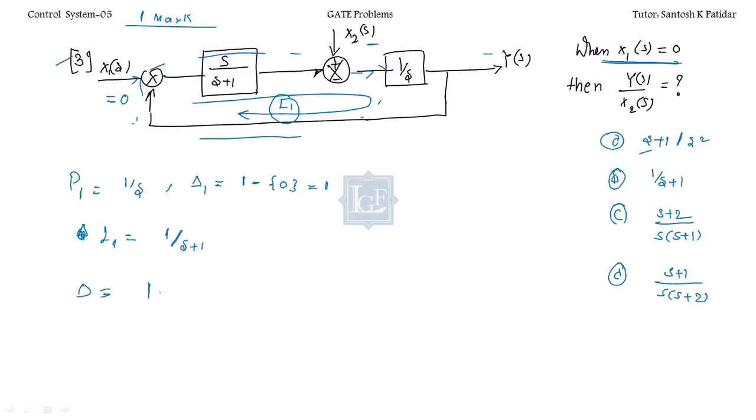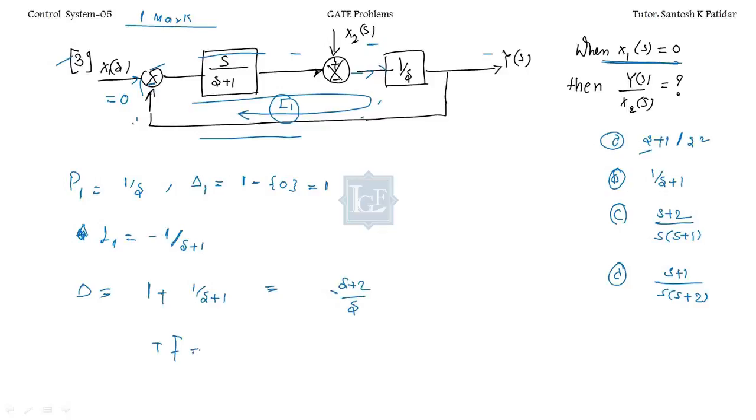So del will be 1 minus, it will be 1 upon s plus 1. Am I correct? No, I am not correct. Why? Because this is minus given over here. So this will become minus. So finally this will be this. So the del you are getting is s plus 2 divided by s.